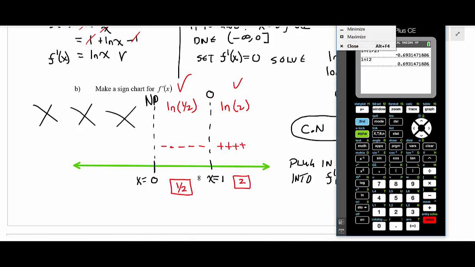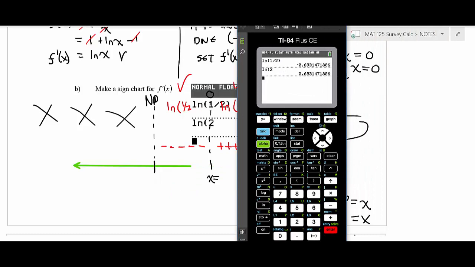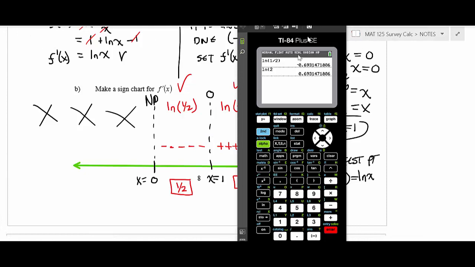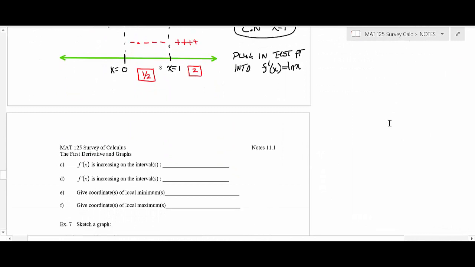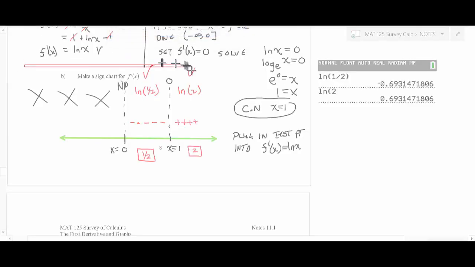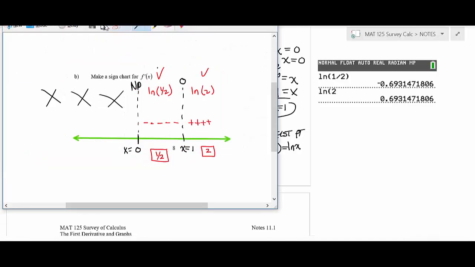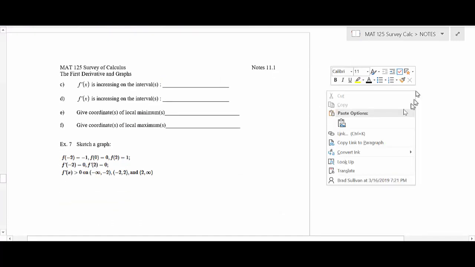So you can use your calculator to evaluate a test point if you need to, although to me it's really helpful to know that stuff so you don't have to dig out your calculator. Okay, that's what I want to show you on that. Now we're basically ready on the next page to answer all the questions we need to answer. So I'm going to take a snapshot of this sign chart that we made, then we'll go to the next page and answer all the questions. Let me just paste this over here.